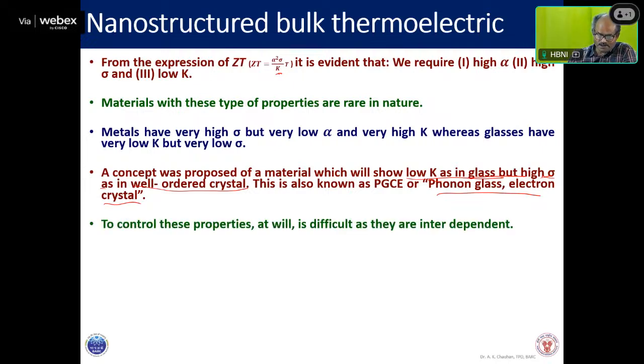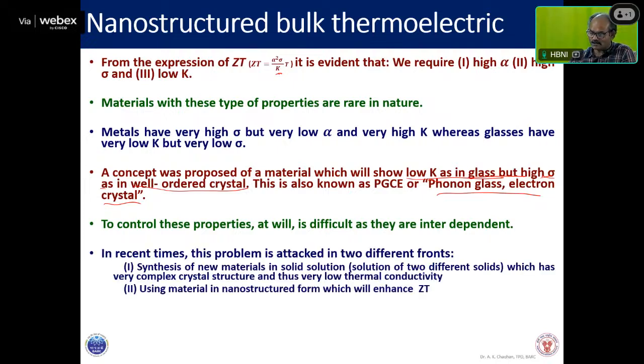To control these properties at will, whenever we want, is difficult as they are interdependent. The electrical conductivity and thermal conductivity are dependent on each other. So there are some ways which people have tried in experiments and reported. One is synthesis of new materials in solid solution. So what is solid solution?